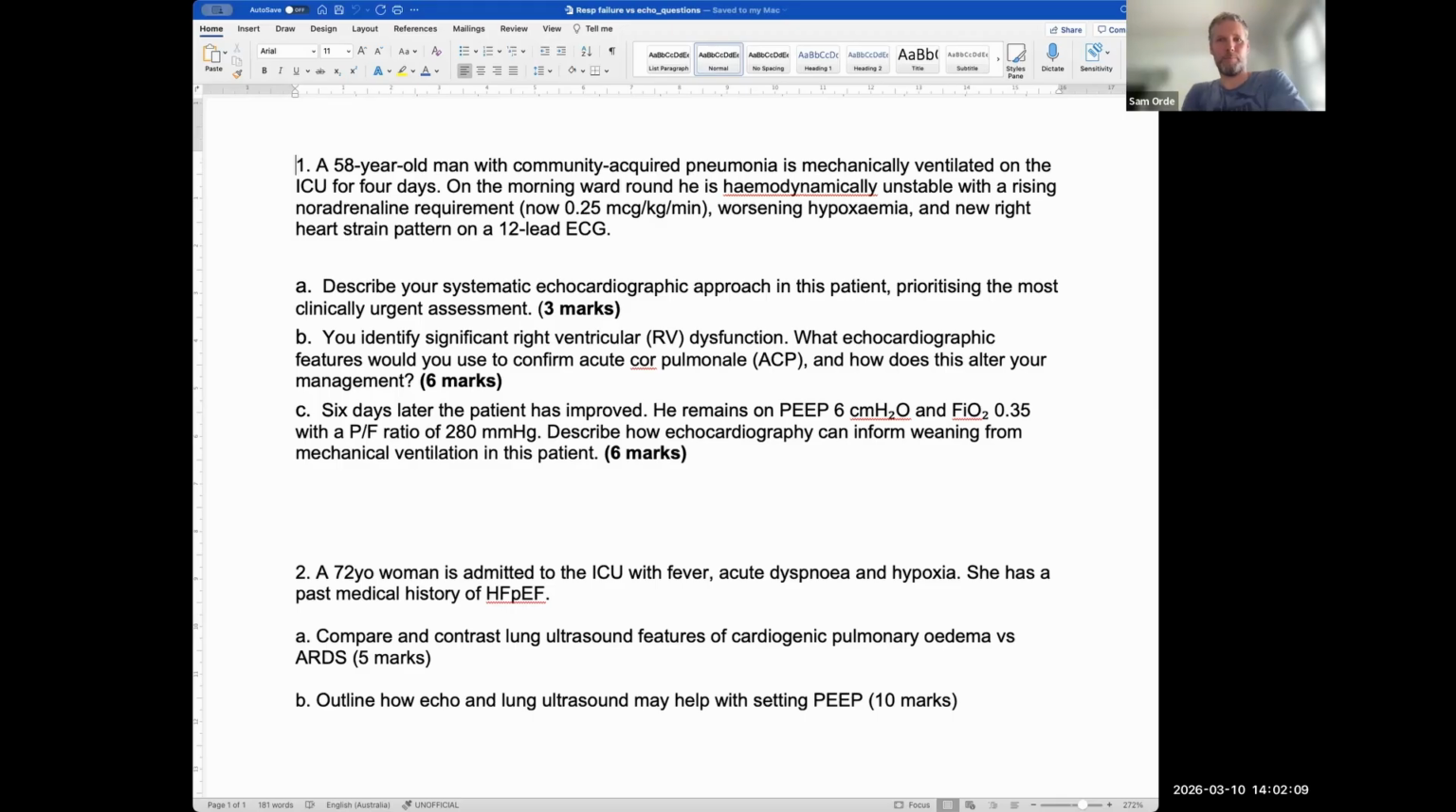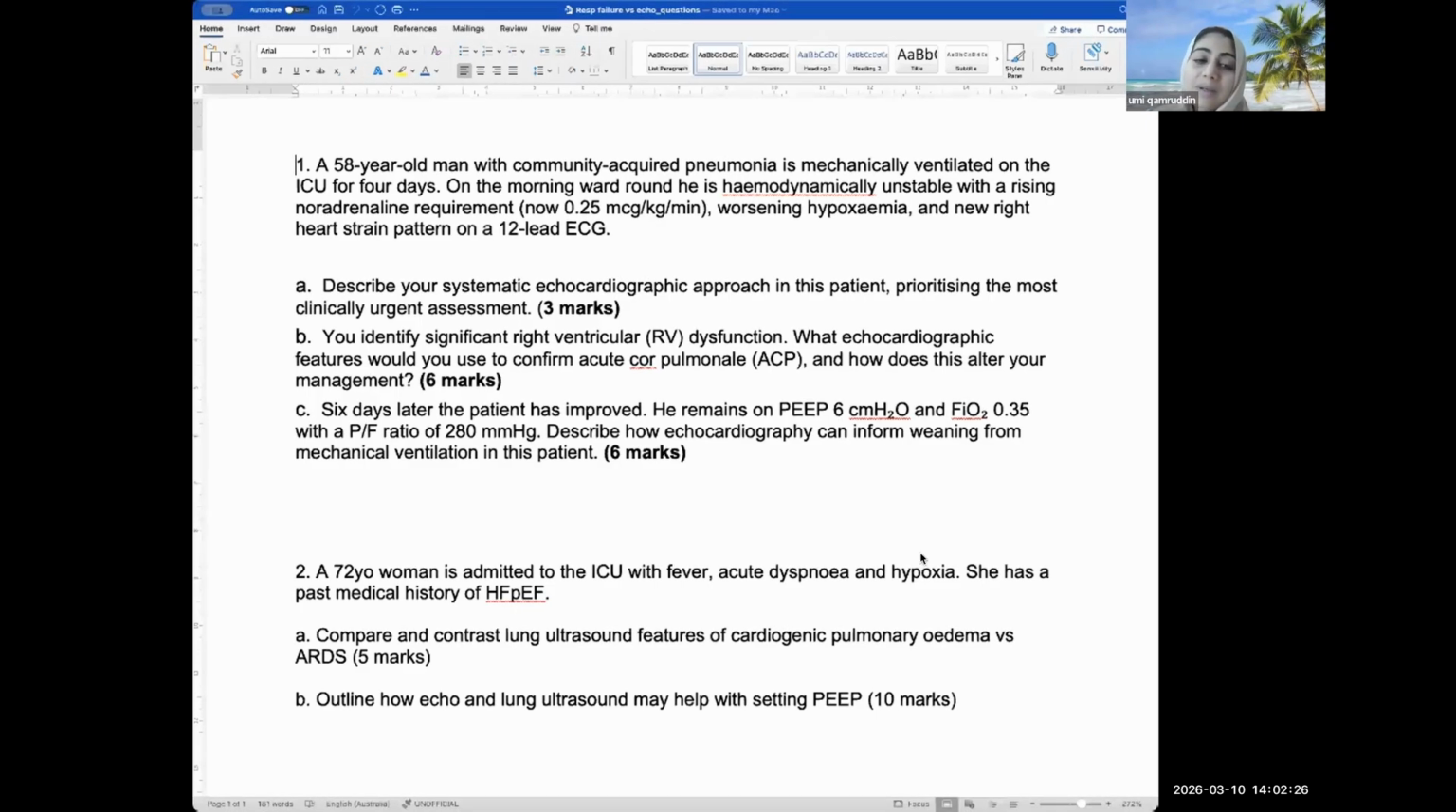So for the first question, I describe it by just dividing it into three different categories. The first one, most importantly, I want to do rapid focus assessment of the right heart. And things that I'll be looking for will be the RV size and function.